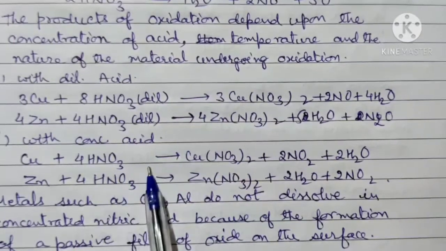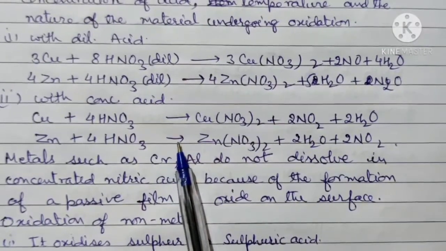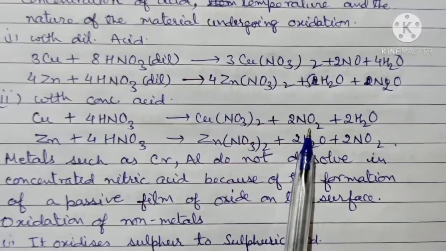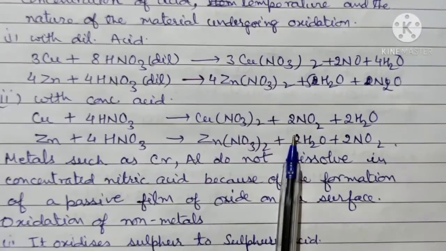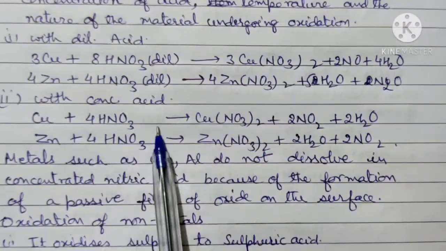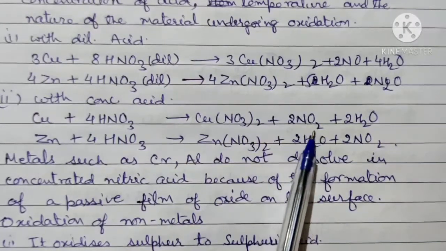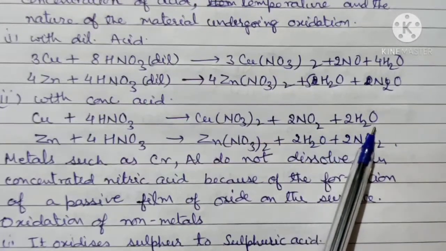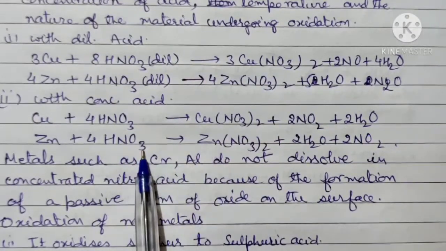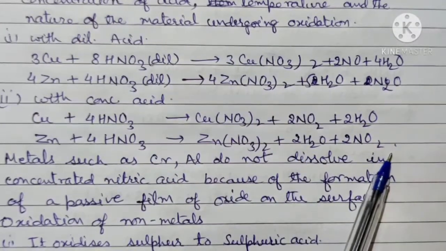Now we can write with the concentrated nitric acid. When we take the concentrated nitric acid, the metal will be oxidized and it gives nitrogen dioxide, and that is used for the identification of nitrate ion. So copper, when it reacts with concentrated nitric acid, forms copper nitrate and nitrogen dioxide. That means brown fumes of nitrogen dioxide will form. Zinc also reacts with the concentrated nitric acid, giving zinc nitrate, water and nitrogen dioxide.